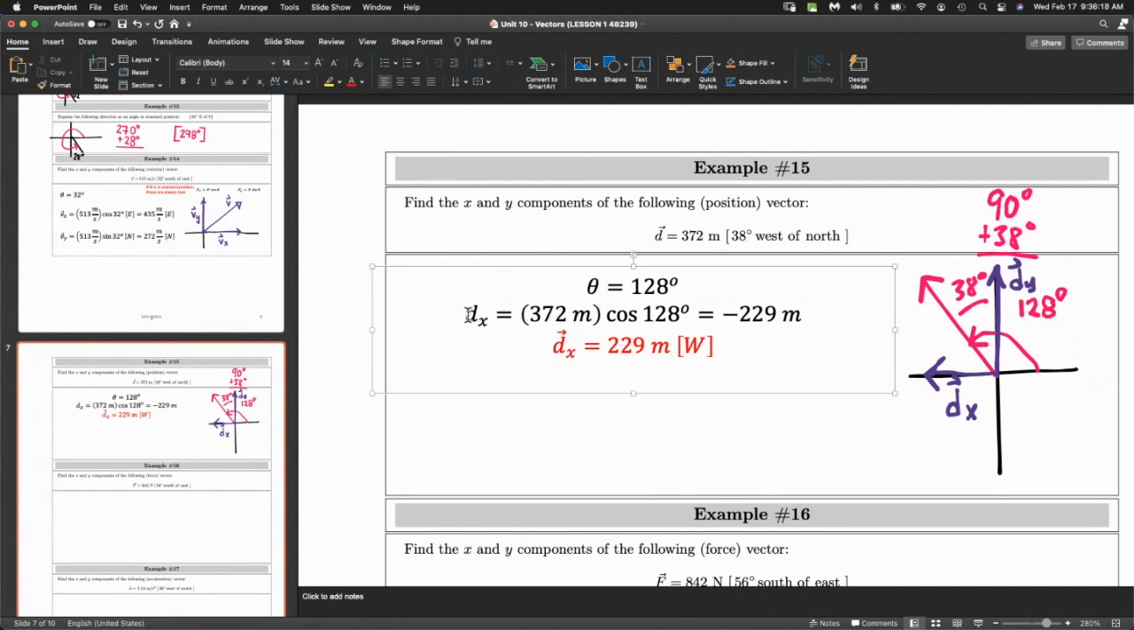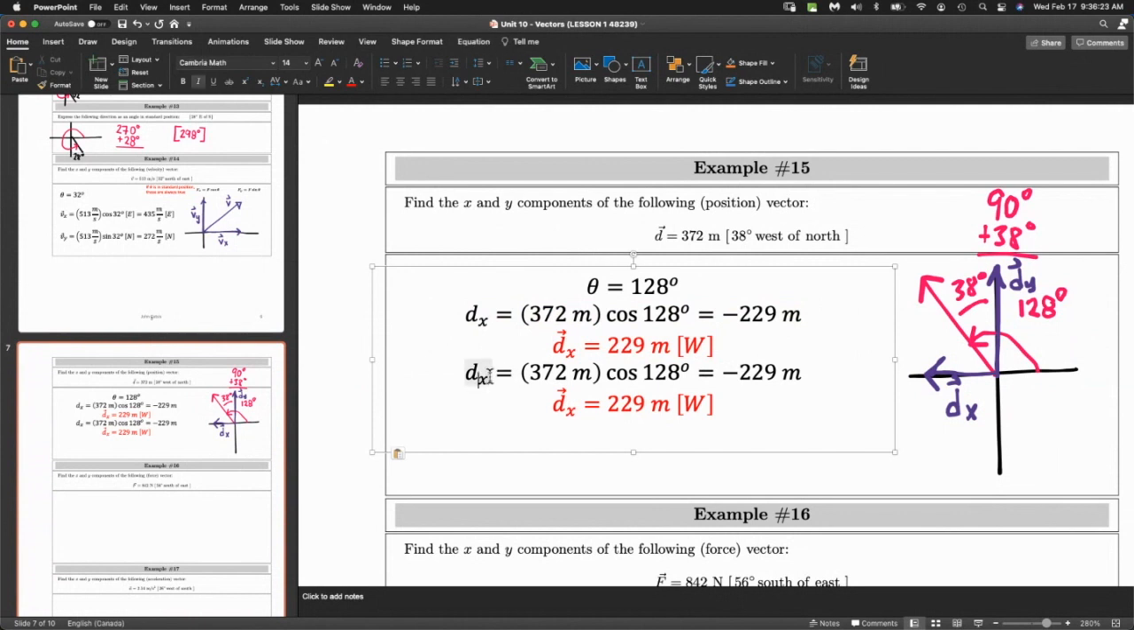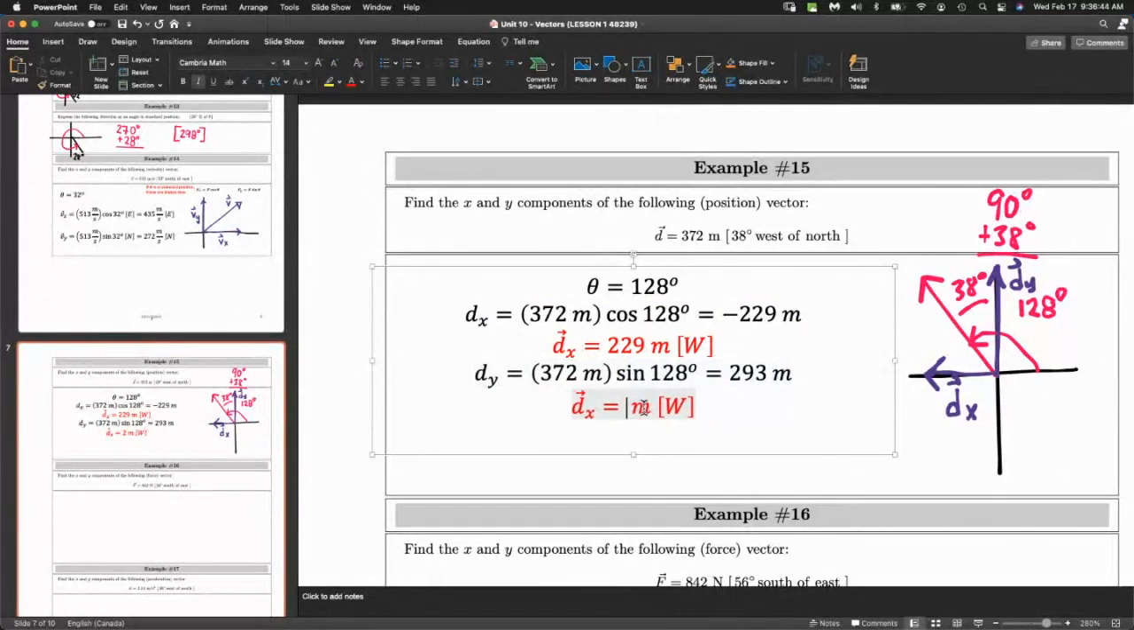You can do the same thing in the y direction. Bear with me as I copy and paste here. So the y component would be sine. Does someone have an answer there? What will be the y component? Is it positive or negative? And what's the number? Thank you, Sean. It's 293. And is that north or south? Do you get a north or south answer? Thank you, Ravindra. Yeah, you get a north.